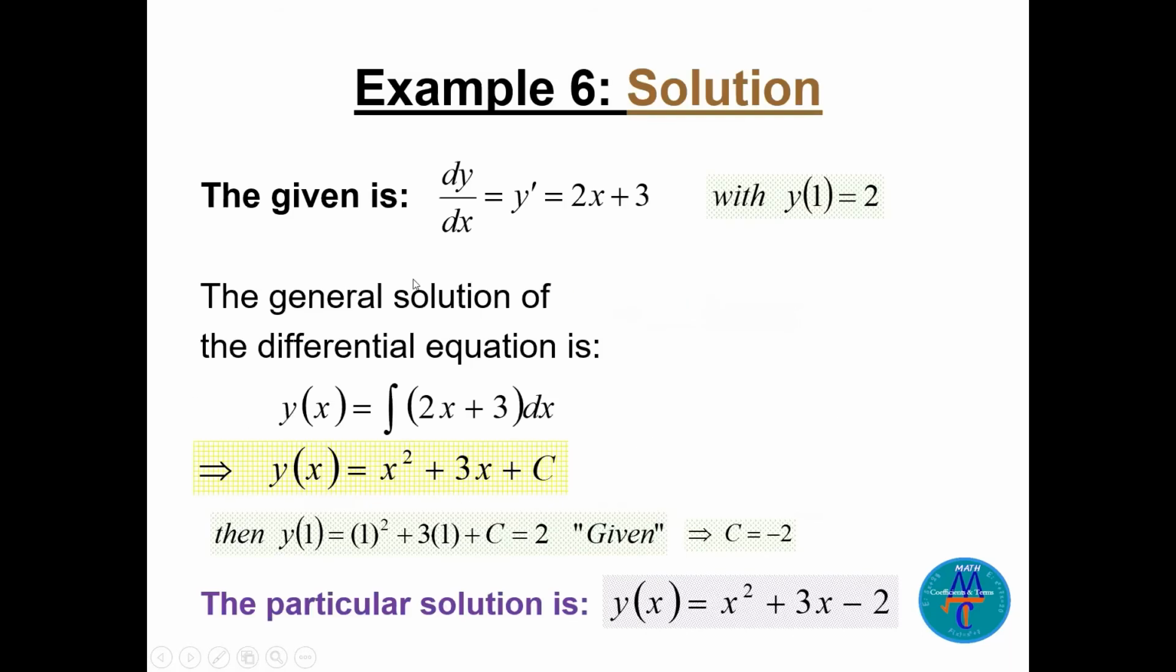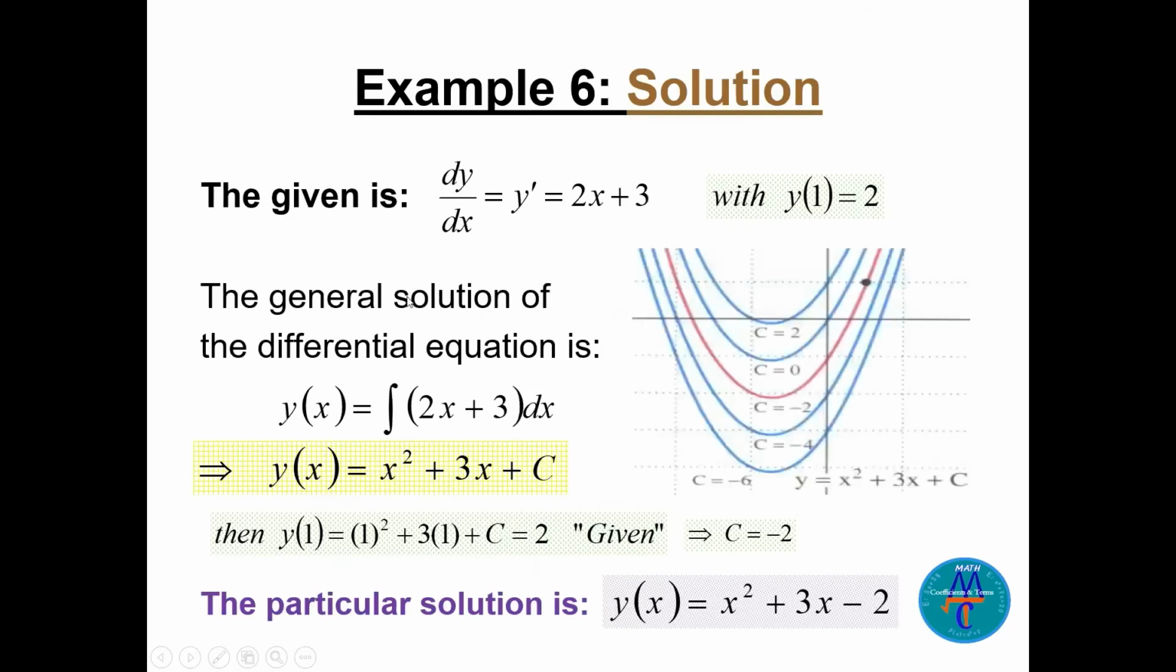So what do we do? We just integrate. This is y prime 2x plus 3. So let's find the general solution of this differential equation. So y will be the integral of 2x plus 3, all of this dx. So the first one, it will be x squared plus 3x plus capital C. See, C is a real number. It can be any number there.